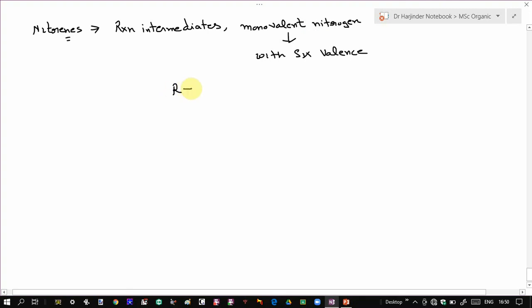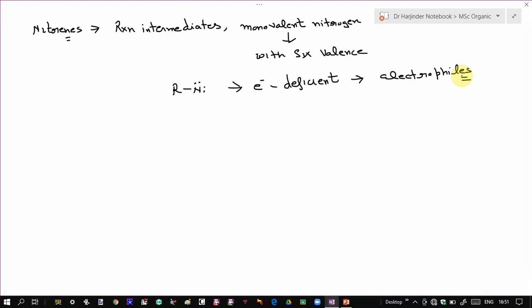So we can write this structure as this. Two bond pair of electrons are here, two here, two here. So there are total 6 valence electrons. In this way, just like carbenes, they are electron deficient species. Since they need electrons, they are highly reactive and they act as electrophiles. In a similar way as carbenes, these nitrenes are also electrophiles in nature. They are electron deficient compounds.